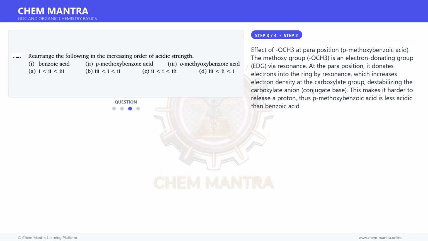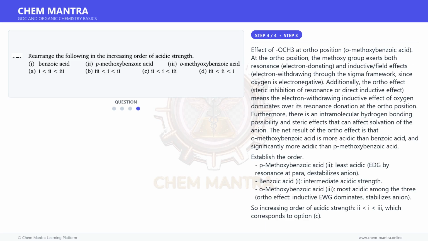At the para position, it donates electrons into the ring by resonance, which increases electron density at the carboxylate group, destabilizing the carboxylate anion, the conjugate base. This makes it harder to release a proton, thus P-methoxybenzoic acid is less acidic than benzoic acid.